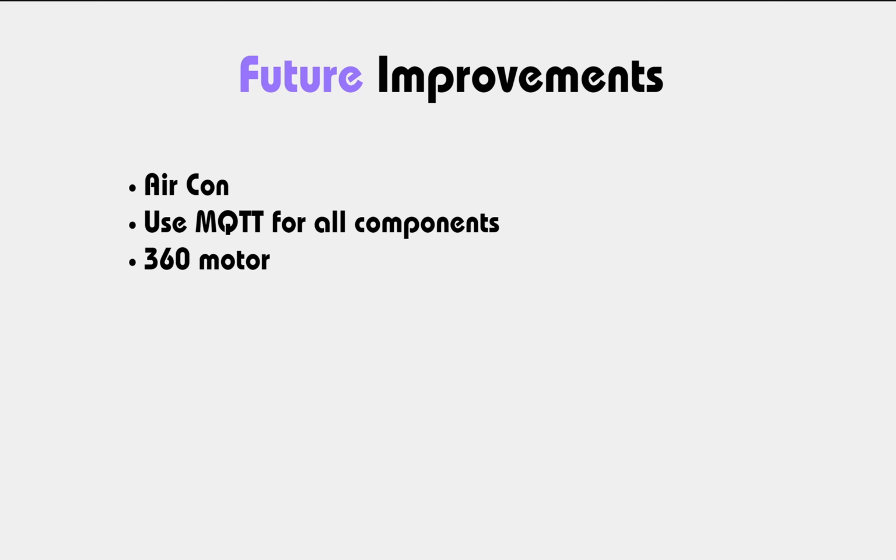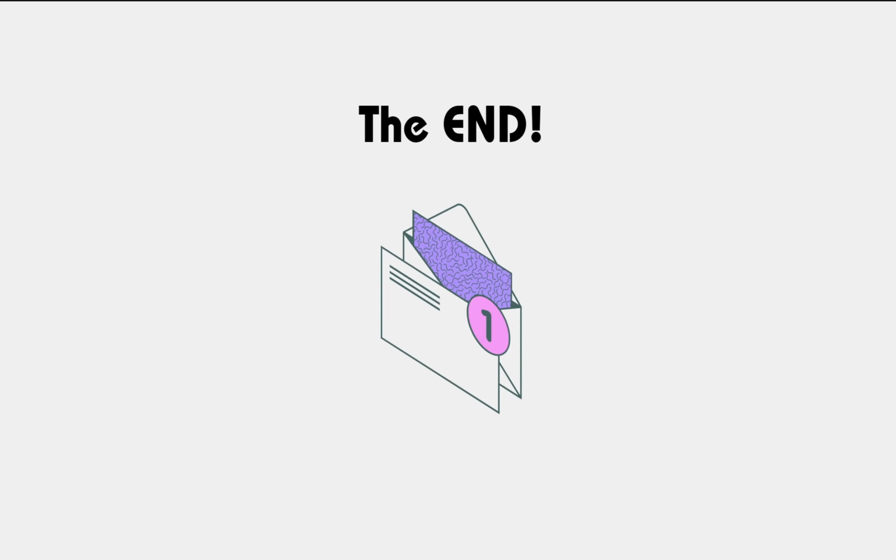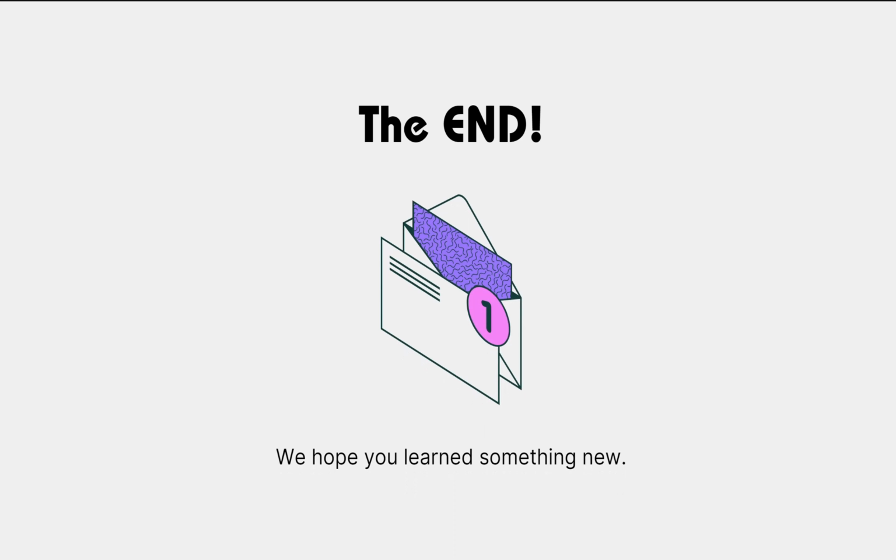So instead of just using a fan through the servo motor, we can also install an aircon component. And we can use MQTT for all components, as for some of them we're still using REST API, as we were not able to integrate MQTT into them. And instead of using a 180-degree motor, we would like to use a 360 motor for the fan because it simulates better. That'll be all, and I hope you all learned a few things from our project today. Thank you.